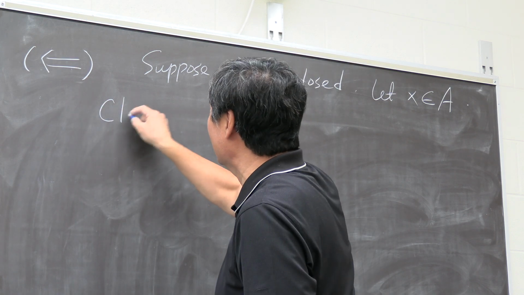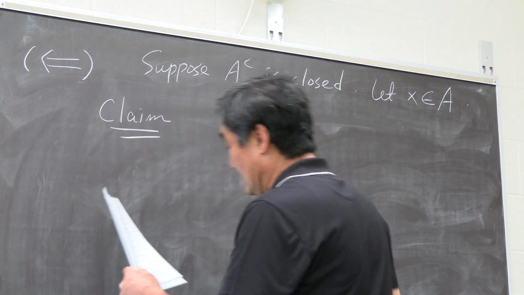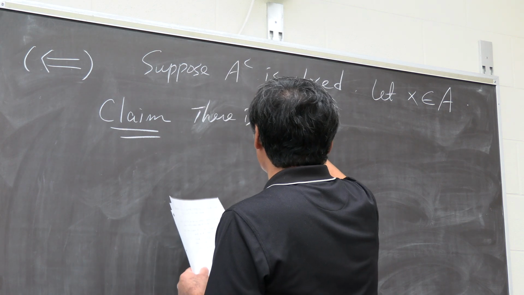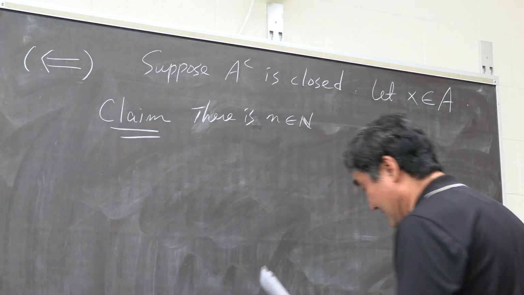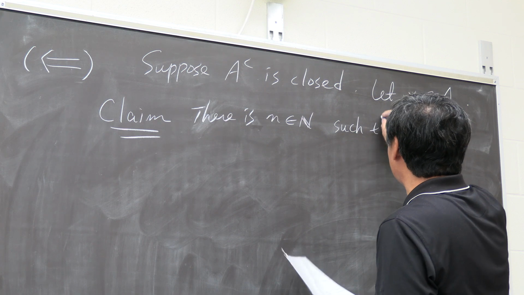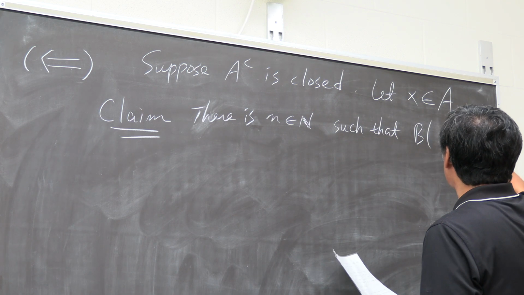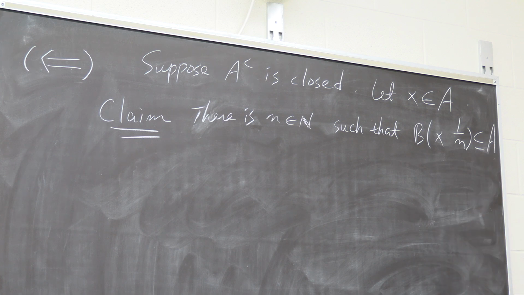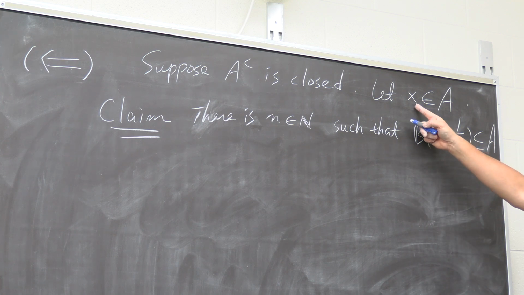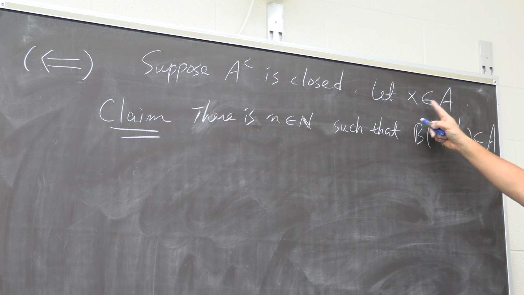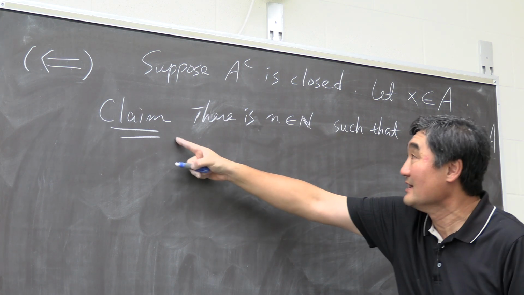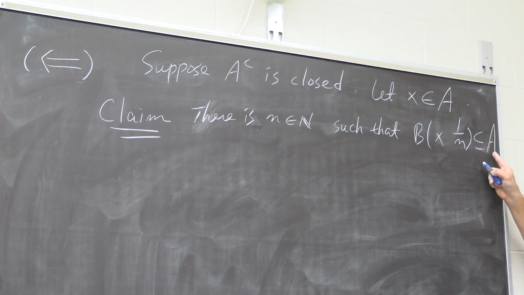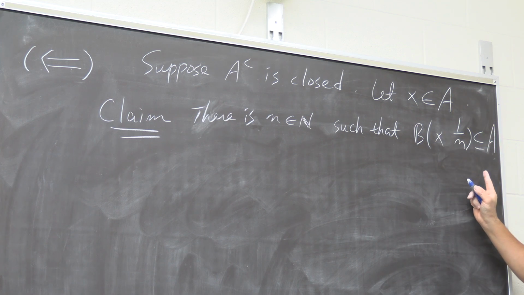Then we want to claim that there is some natural number n such that the 1 over n neighborhood around the point x is still sitting in the subset A, and then that proves the openness of A, right? x is an arbitrary point in the subset A, and we claim there is some 1 over n neighborhood around x, this open ball, which is still sitting inside A. Then that proves the openness of A.